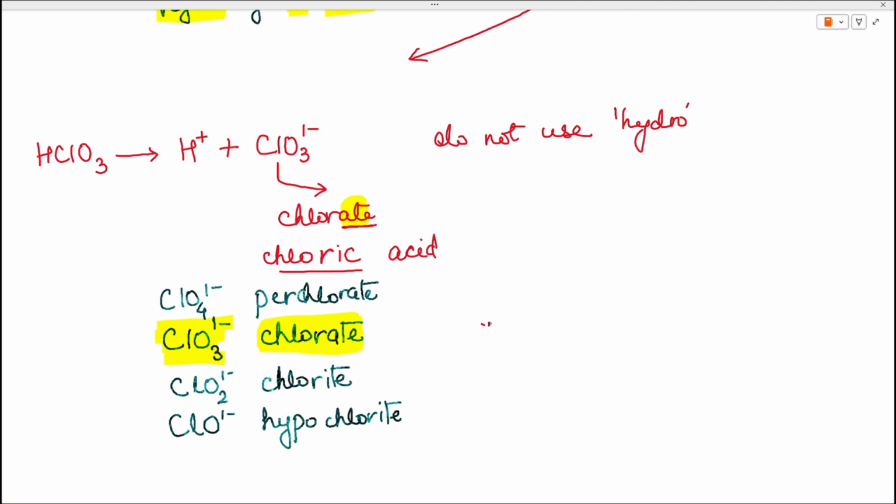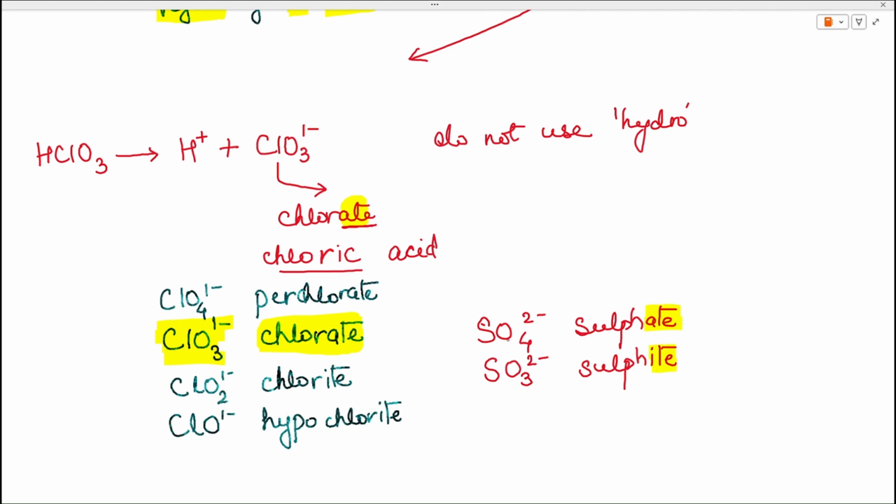Now, sulfate is SO4 with a 2 negative charge. So we call it sulfate. Now, if I remove one oxygen from here, it's going to go as SO3 with a 2 negative charge, which is sulfite. So the ate is changed to ite.